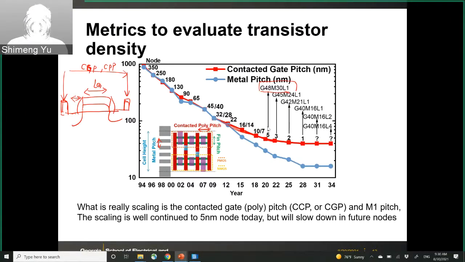And here in the future technology nodes, like 3 nanometer, 2 nanometer, 1 nanometer, this is like the projected contact gate pitch and metal one pitch. So like in the 2 nanometer node, the contact gate pitch is about 42 nanometer, and the M1 pitch is about 21 nanometer. So this, of course, is a projection from the industry trend.